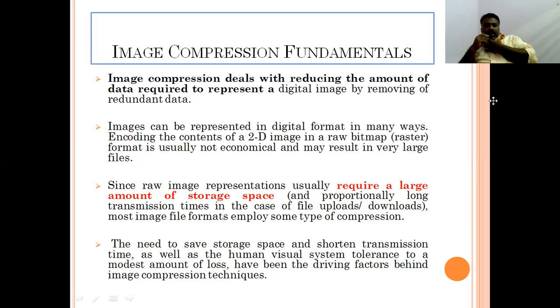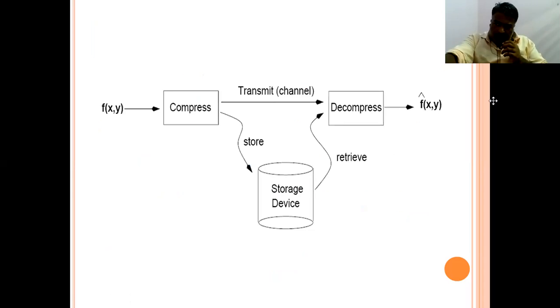This is the reason they use the words human visual system tolerance. That means we fix some standard error. Below that error, there is no issue for the quality of the image at the time of decompression. But above the standard error, there is a problem getting back the original one. So this is the content of the image compression fundamental concept. Just look at this slide, the block diagram. The f of x comma y is the original image that we are going to transfer through the channel.